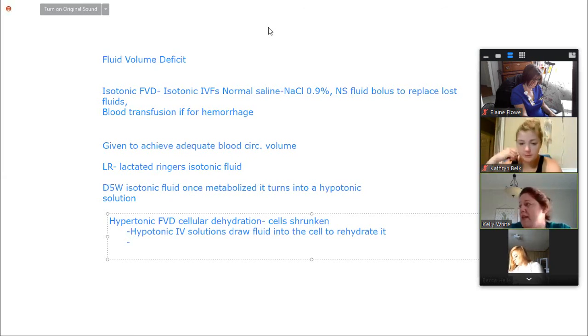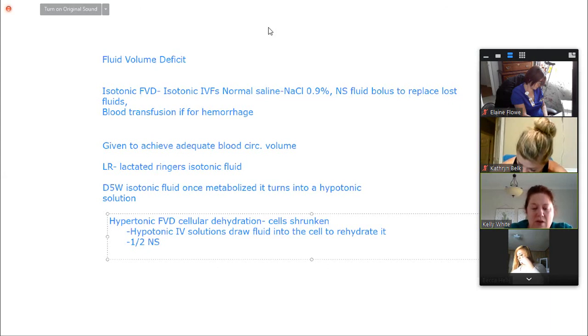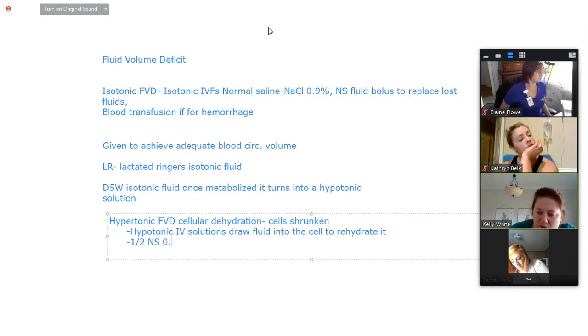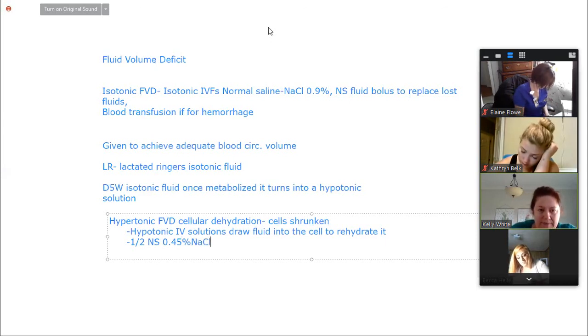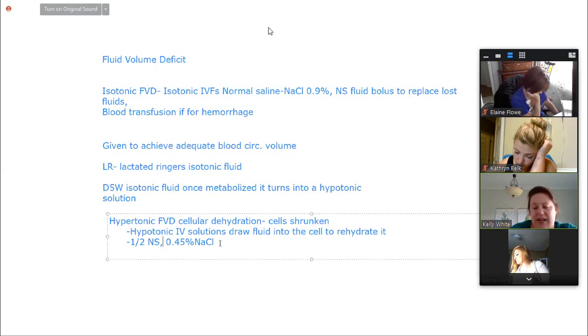So your common hypotonic solutions are going to be things like half normal saline, or, I'm trying to write down all the ways that it can be written, sodium chloride. Okay. And that is half normal saline. So that is a hypotonic solution that's going to draw fluid into the cell to rehydrate it.